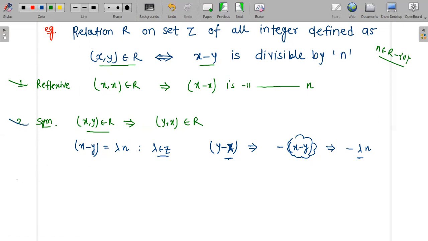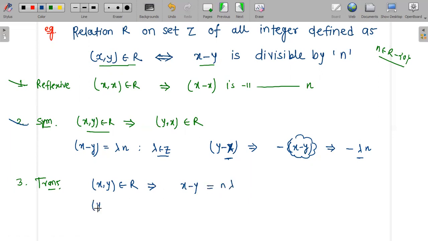And the third one, where we need to prove that our relation is transitive. So to prove your relation is transitive, you need to focus upon two ordered pairs, one which is given to us, (x, y), it belongs to R. That means somehow we know that x minus y, whatever value it be, will be an integral multiple of n.